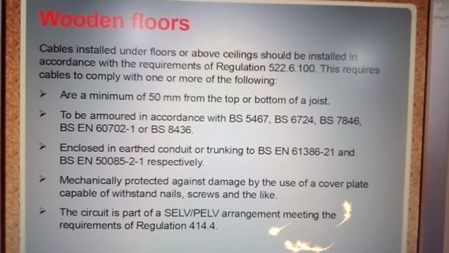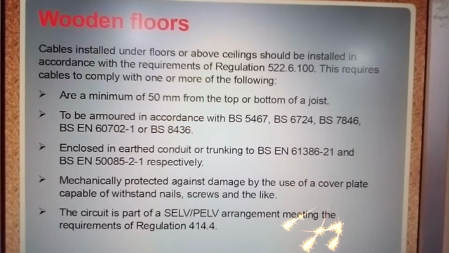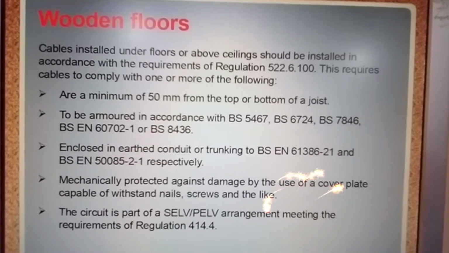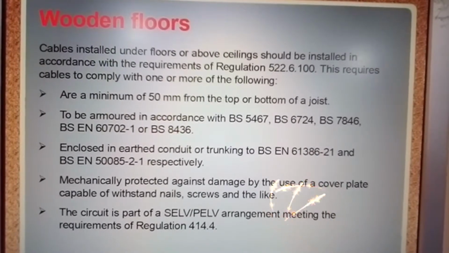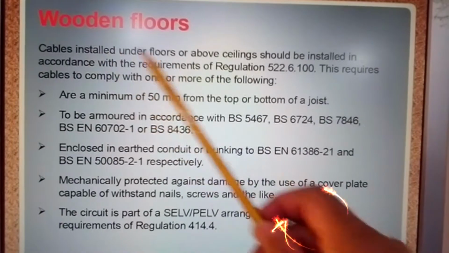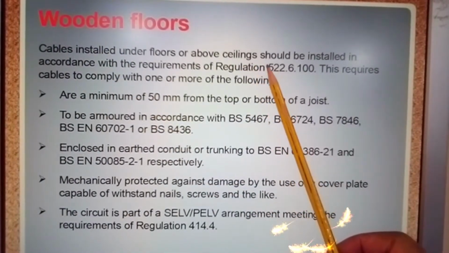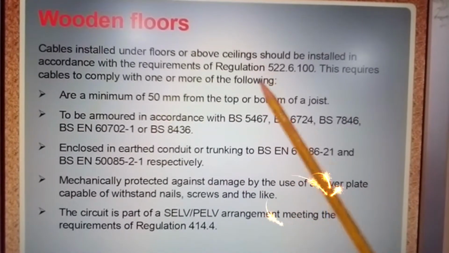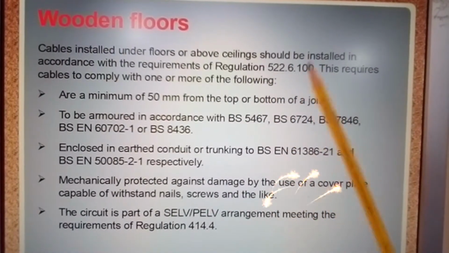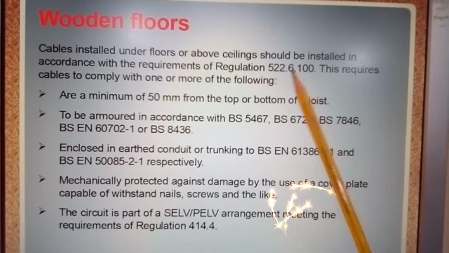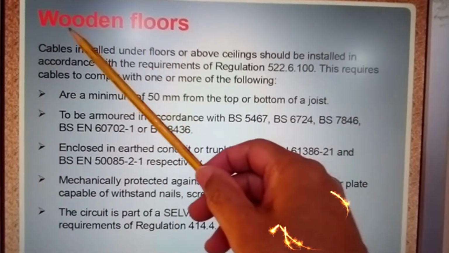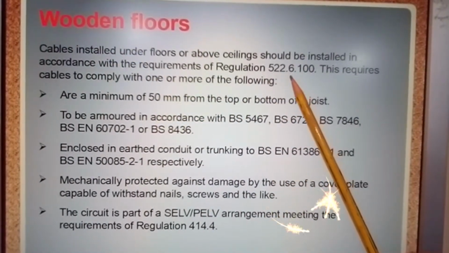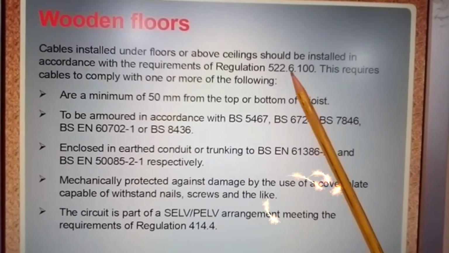Cable installed on the floors or above ceilings should be installed in accordance with the requirements, regulations 522, etc. This requires cables to comply with one or more of the following. Now, you need to check that in regards to the IEE regulations, that you are corresponding with the current regulations. Now, we are currently in the 18th edition of the IEE regs, or IET regulations. Okay, so you must now check in regards to wooden floors, that this now corresponds to the specification as laid down in the IEE regs.